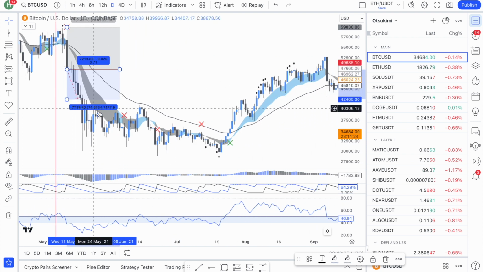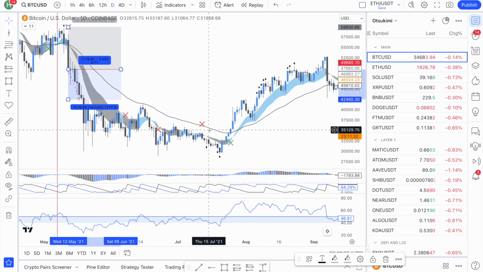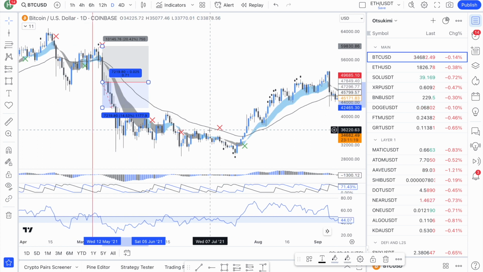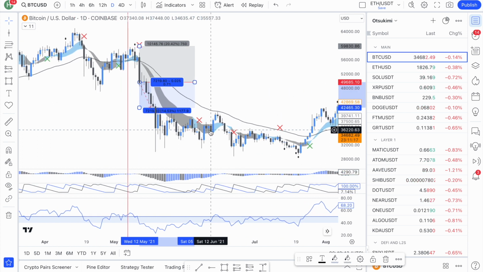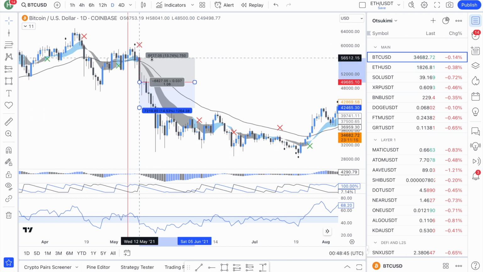Most of the time, you can see here, it bounces off the line. And so that's one thing to keep in mind. If you want a more conservative, safe stop, you can put it above or away from the line if you want to, or the candle close. It's completely up to you.